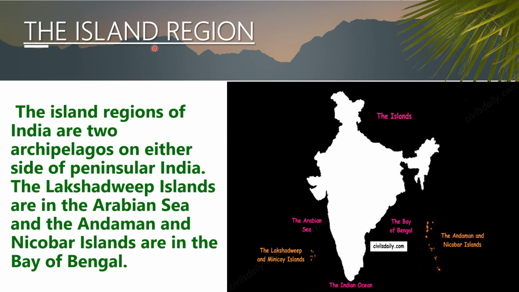The next is the island region. The island regions of India are two archipelagos on either side of peninsular India. The Lakshadweep Islands are in the Arabian Sea, and the Andaman and Nicobar Islands are in the Bay of Bengal. The Lakshadweep Islands have 36 coral islands.